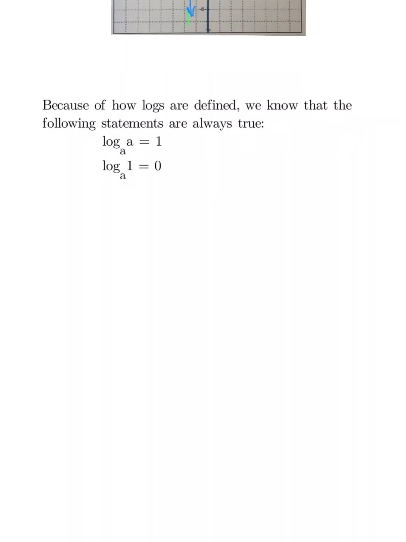Because of how logarithms are defined, we know that the following statements are always true. Log base a of a equals 1. If the base and the argument are the same, your answer will always be 1. On the second statement, log base a of 1 equals 0. Anytime your argument is 1, it doesn't matter what the base is. What power gives you an answer of 1? That's always 0.